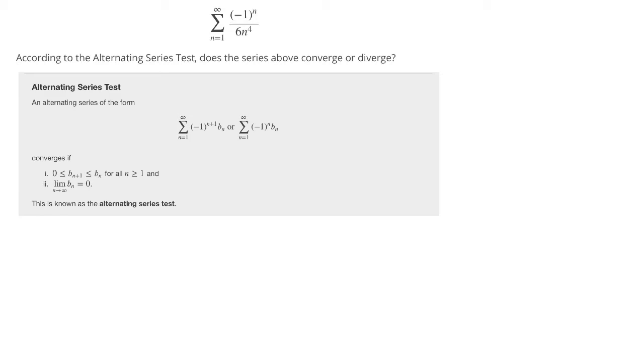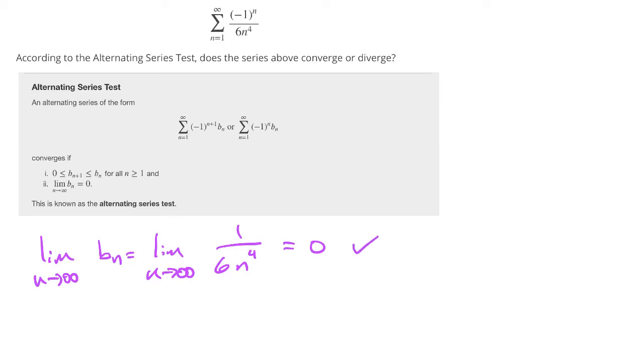Then for our second condition, we have to go back and check the limit as n goes off to infinity of our b sub n's, which is the limit as n goes off to infinity of 1 over 6 n to the fourth power. That thing as n goes off to infinity is going to be 0. In this case, that's pretty obvious, and so our second condition is satisfied.